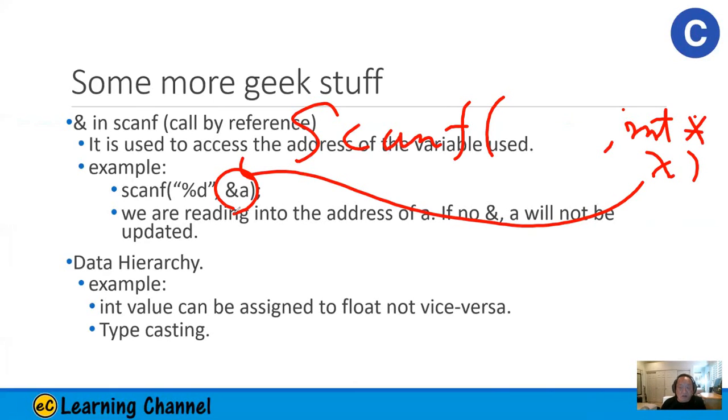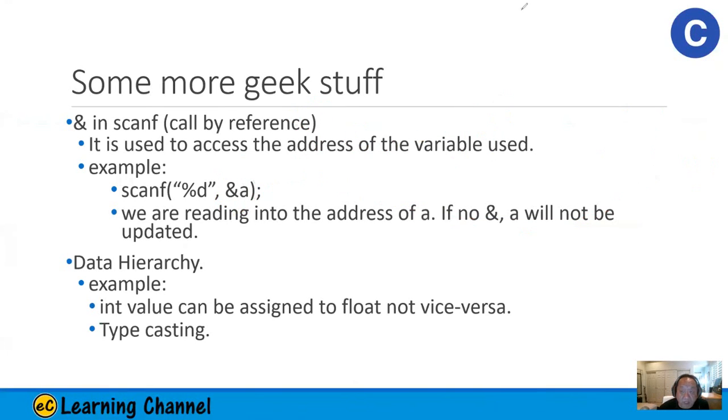Okay. So it's a pass by reference in order to modify the variable. If you don't have that, you cannot modify the variable. In C, you need to escalate one level up, right?